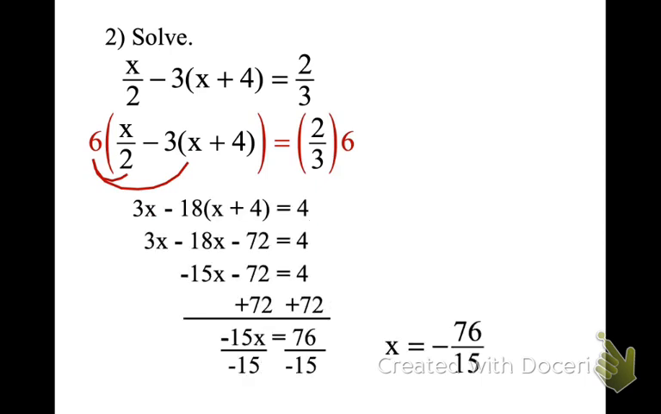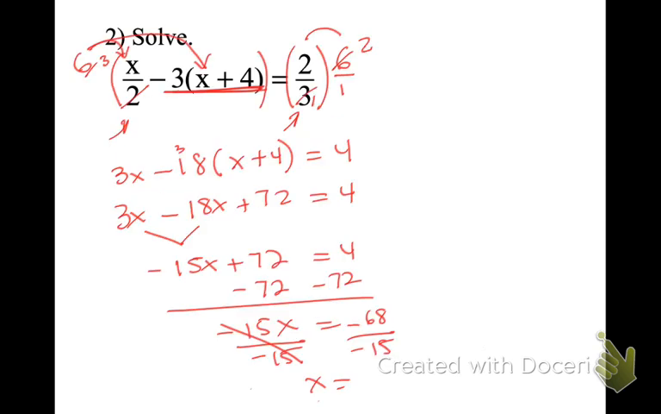Gosh, what did I do? It was plus. I'm making too many careless errors. I did not distribute this negative, so this would be positive. And that would be positive. It's not going to be 68, it's 72. 76. So we get 76 over 15, and it's negative. Okay, if you'd like to take a look.